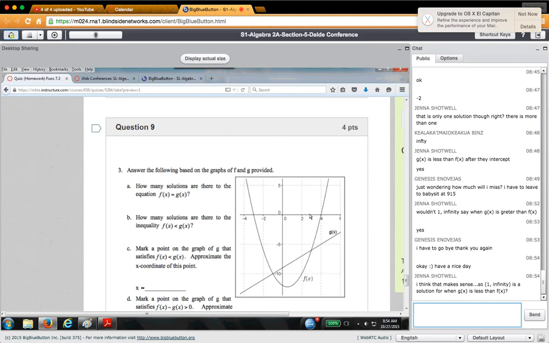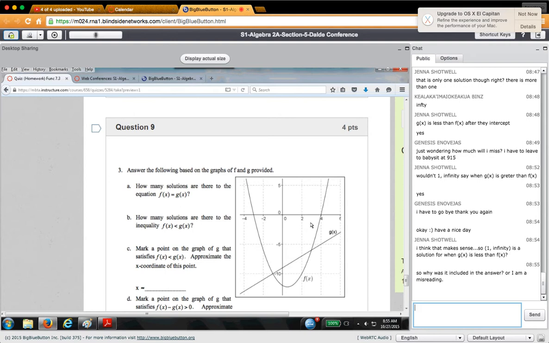No, I definitely wouldn't say 1 to infinity is a solution. Not at all. I would say my two solutions are between -infinity and -1, and also 3 to infinity. See this point where they cross? That's at 3, not 1. You're right, though.